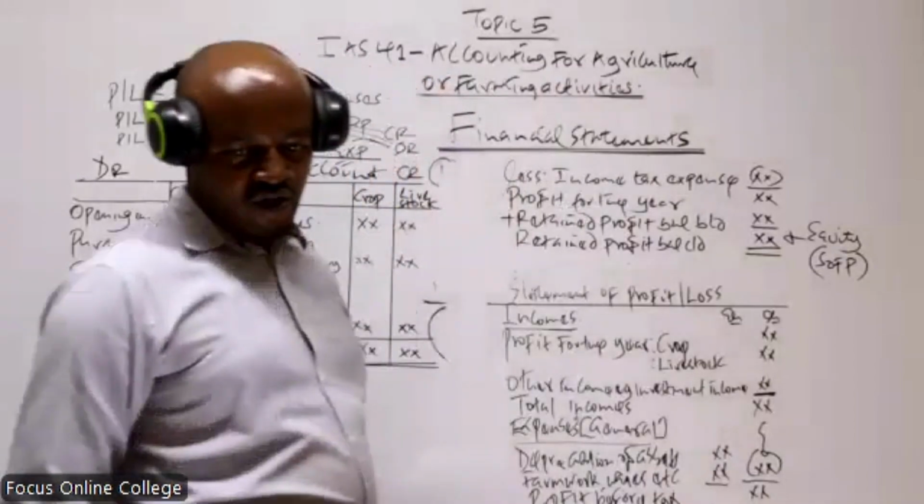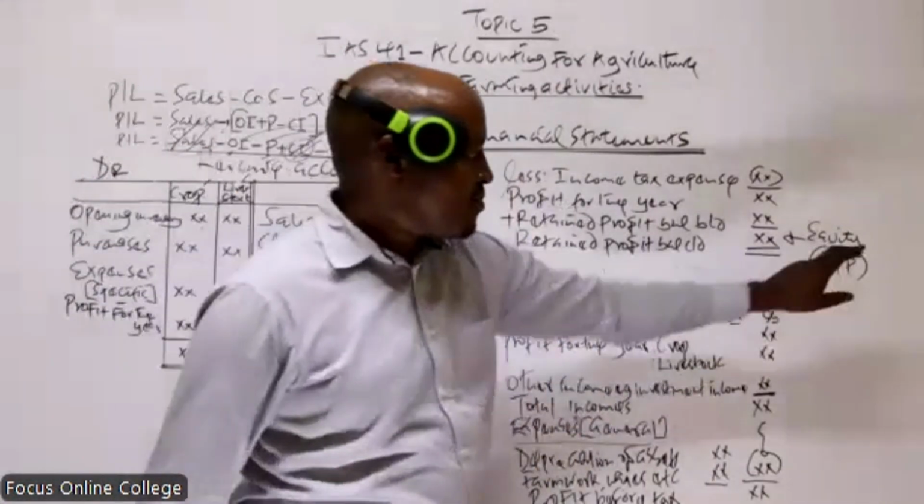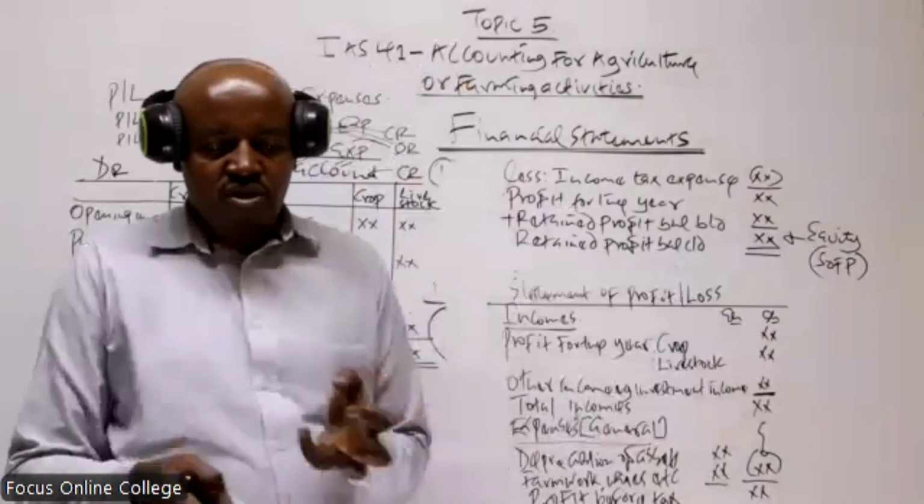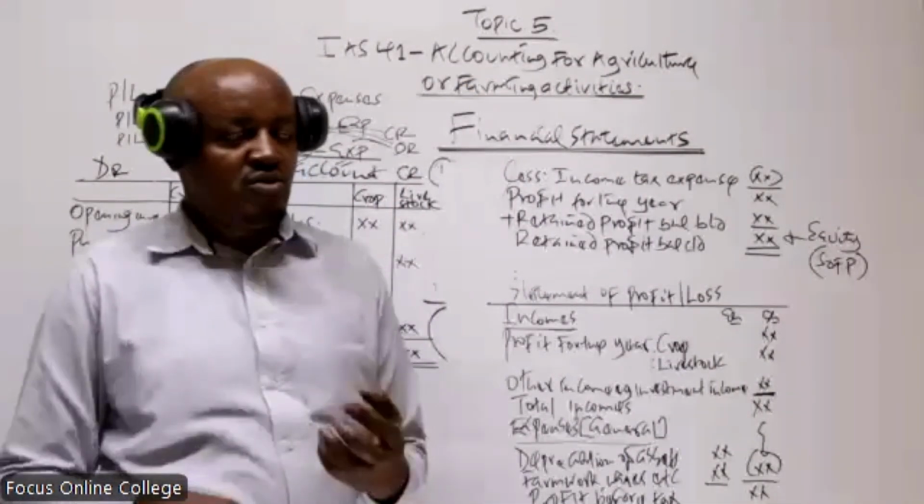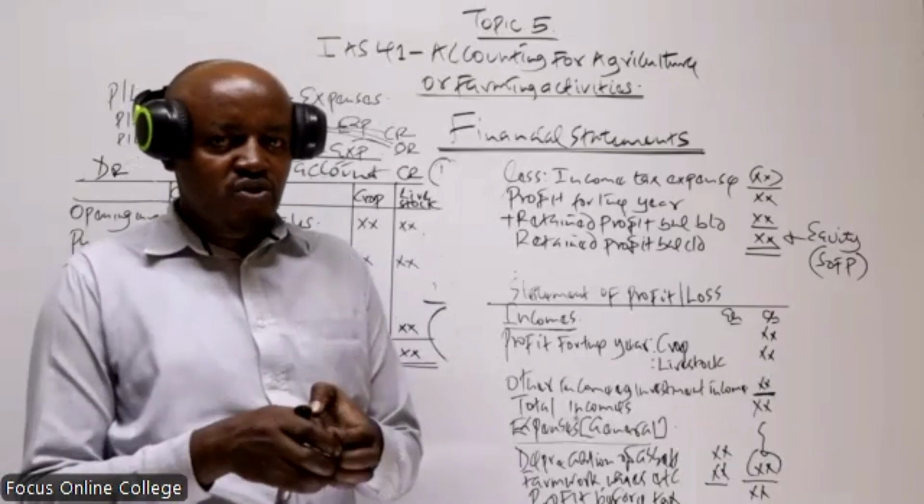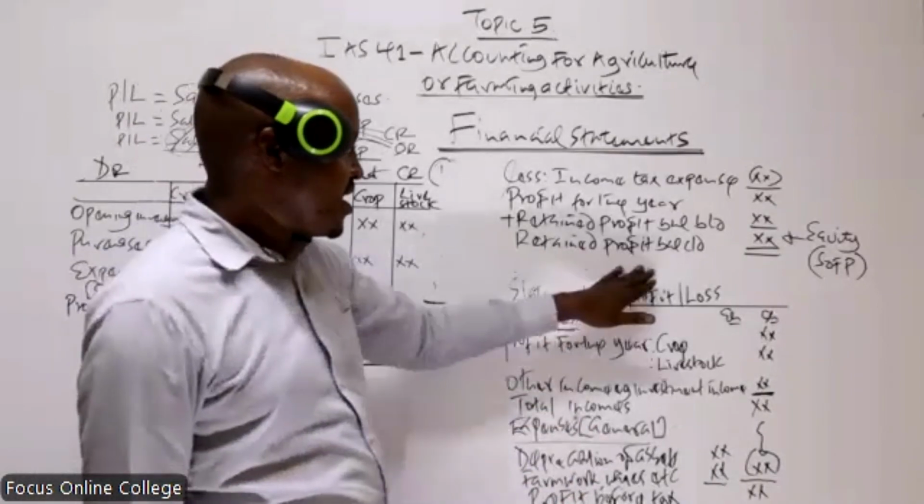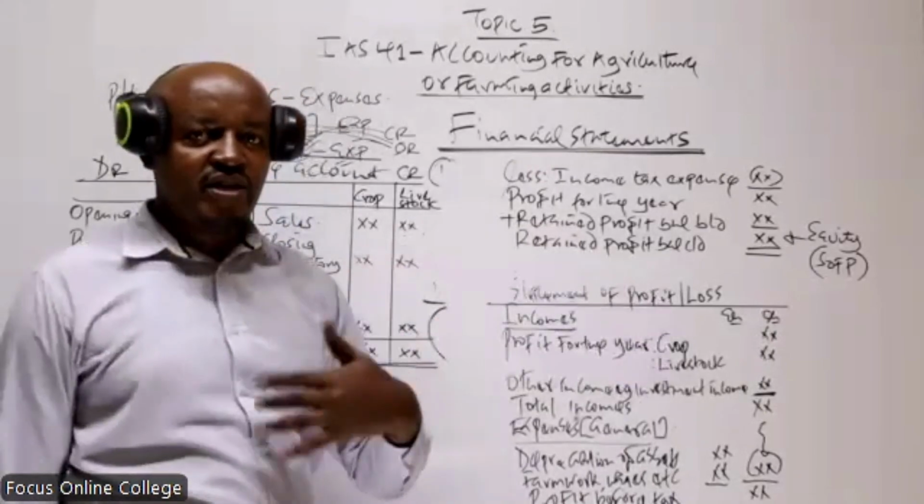Now, this retained profit balance carried down is recognized as a component of equity in the statement of financial position. When we are preparing the statement of financial position, this will be a component of equity. I hope you can remember what is contained within equity. Equity comprises share capital and reserves. So the retained earnings is one of the components of equity.